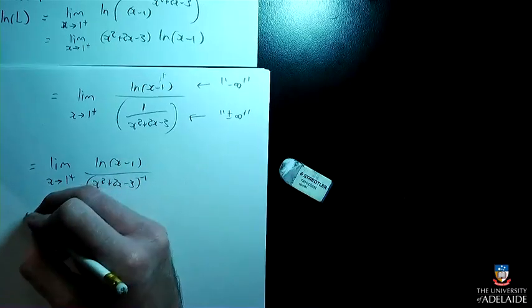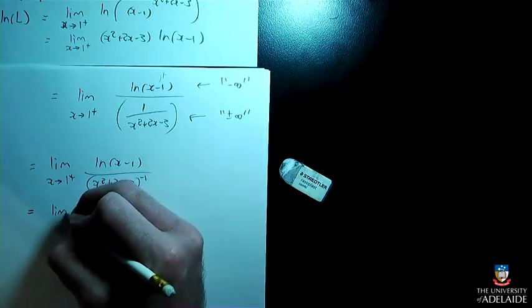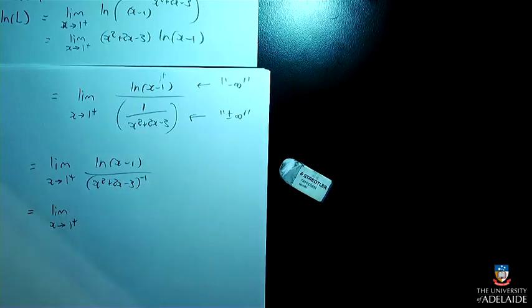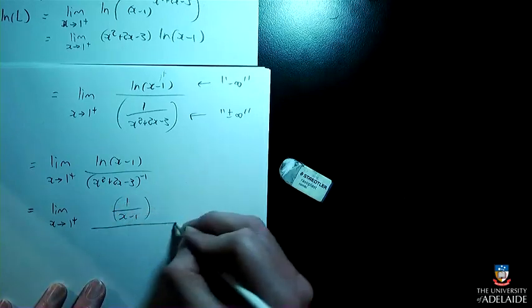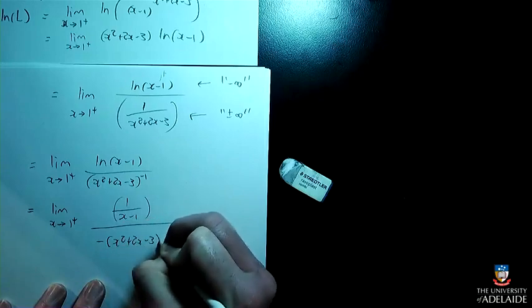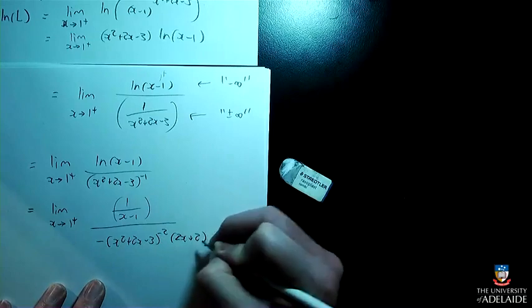Okay. Here we go. When you do L'Hopital's rule, you have to do both derivatives at the same time, or you're not allowed to write an equal sign. So the top will become 1 over x minus 1, and the bottom will become minus (x squared plus 2x minus 3) to the minus 2 times (2x plus 2).